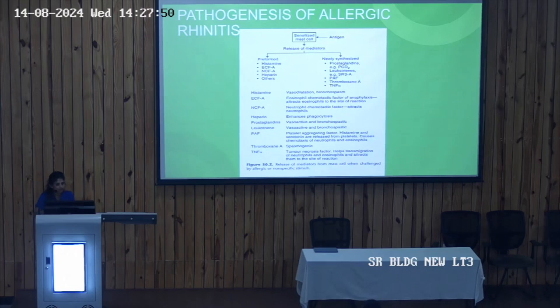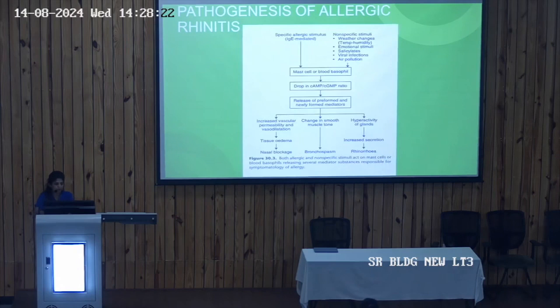Heparin will enhance phagocytosis. Prostaglandins are vasoactive and bronchospastic. Even leukotrienes are vasoactive and bronchospastic. Then platelet activating factor causes release of histamine and serotonin from platelets, and causes chemotaxis of neutrophils and eosinophils. Thromboxane A is spasmogenic, and tumor necrosis factor alpha helps transmigration of neutrophils and eosinophils and attracts them to the site of reaction, that is, the mast cells.